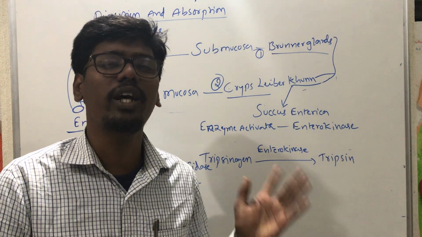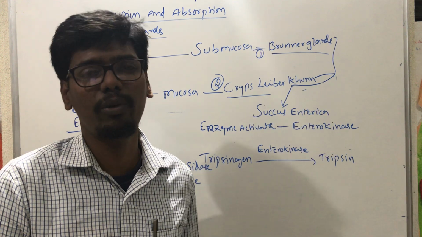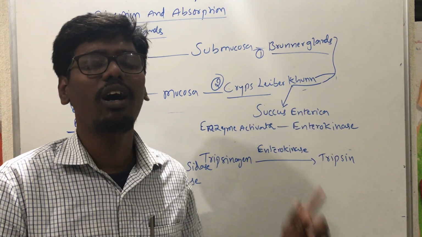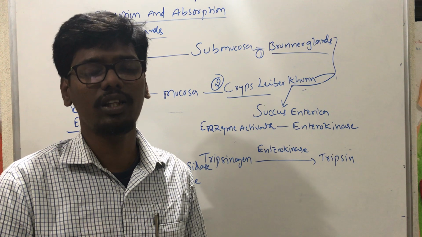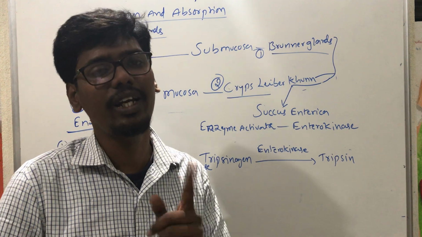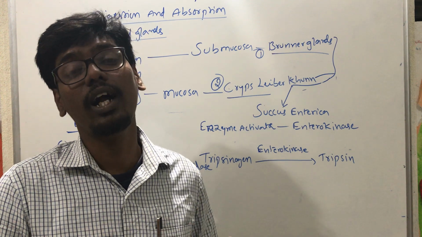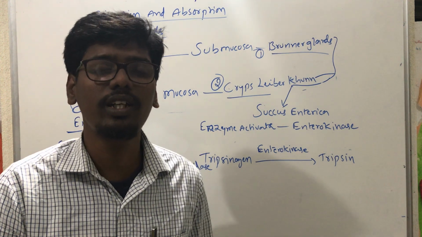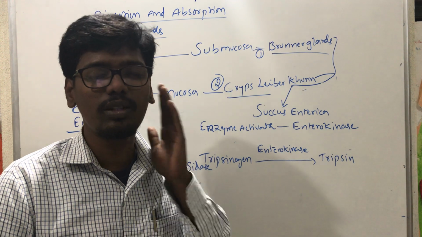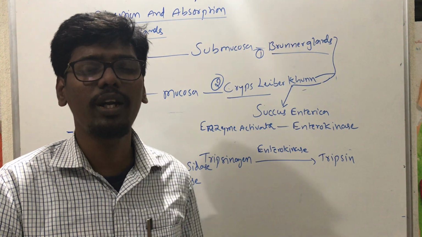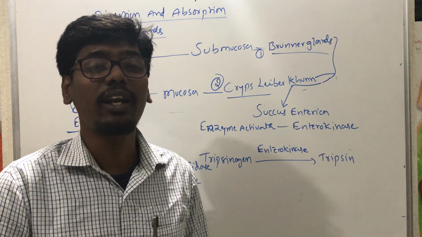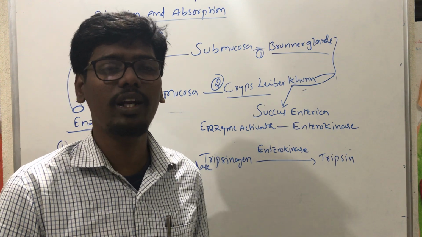Next, ammonia is converted into urea using the ornithine cycle. The liver also produces heat. And next, it produces blood clotting agents. What are those blood clotting agents? Prothrombin, fibrinogen, and the anticoagulant heparin.